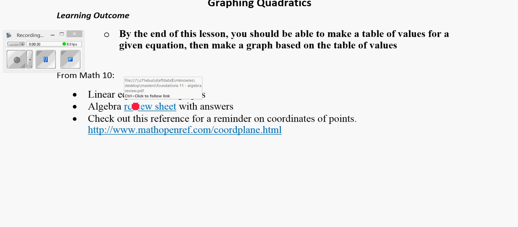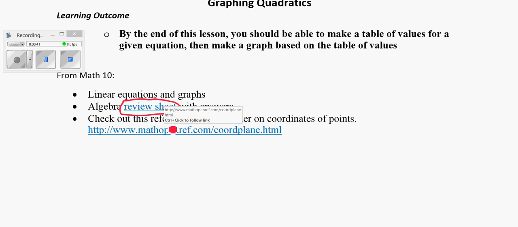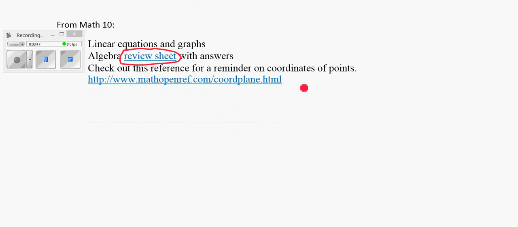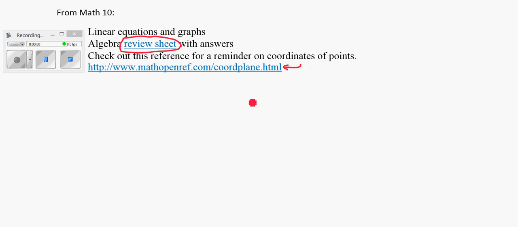If you know that your algebra is a bit weak because it's been a while since you've taken Math 10, I really encourage you to go to this link here, which is going to open a review sheet with answers for algebra. And if as I go you need some more practice on how to determine coordinates of points, then check out this applet here, and it's going to be of a lot of help for reviewing basic graphing.